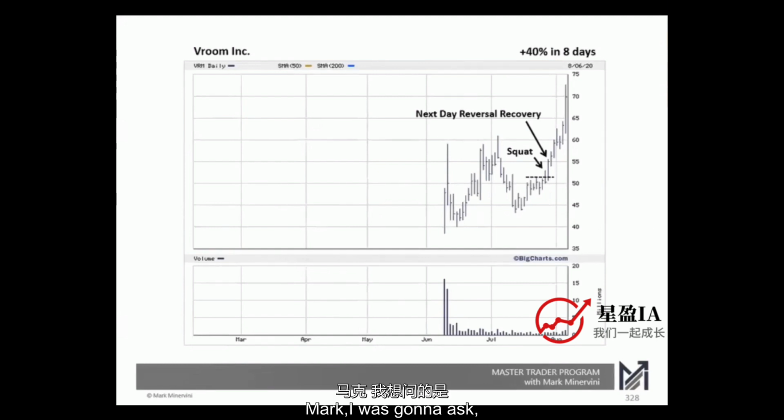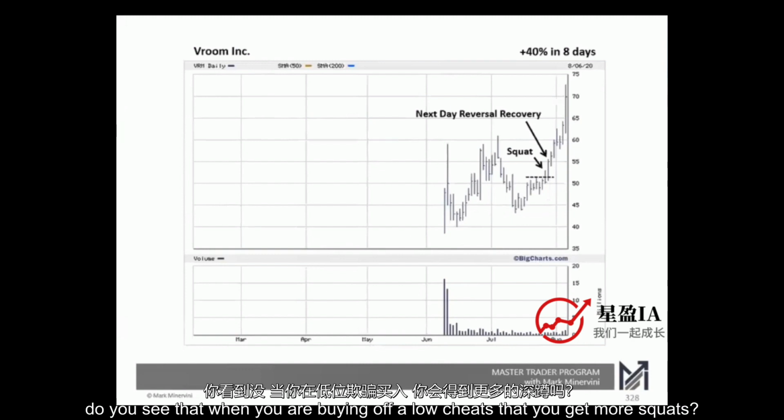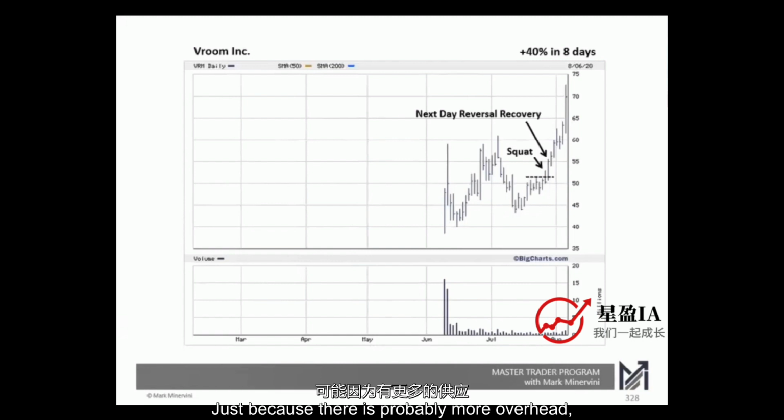Mark, I was going to ask, just from your experience, do you see that when you are buying off of low cheats that you get more squats, because there is probably more overhead supply since you're at a lower buy point? Do you find that there are more squats on the lower entries or when they're actually breaking out to new highs? We found that it's a function of the market.